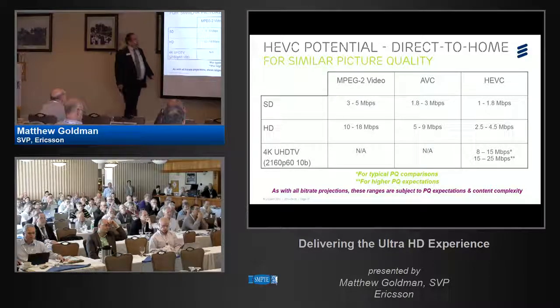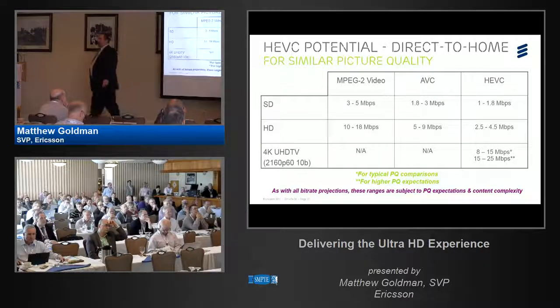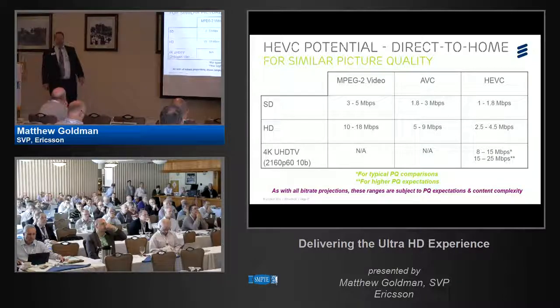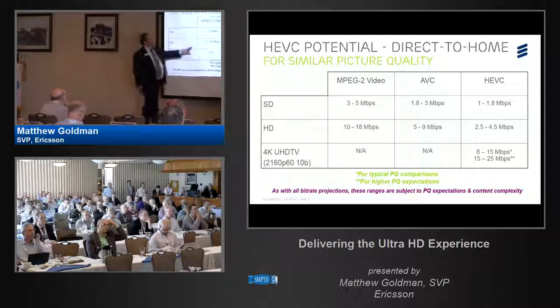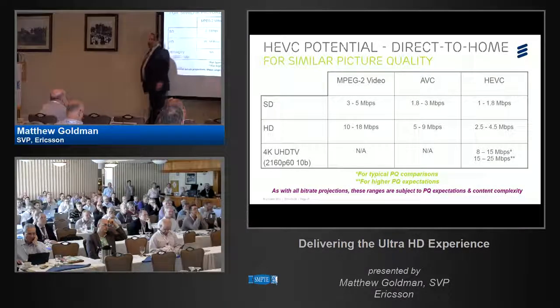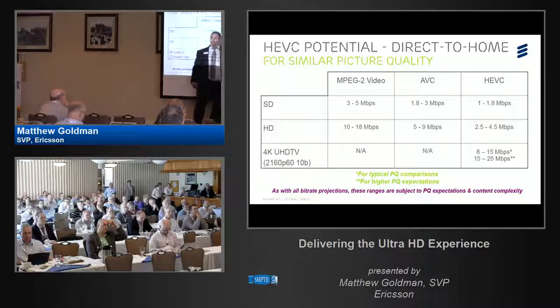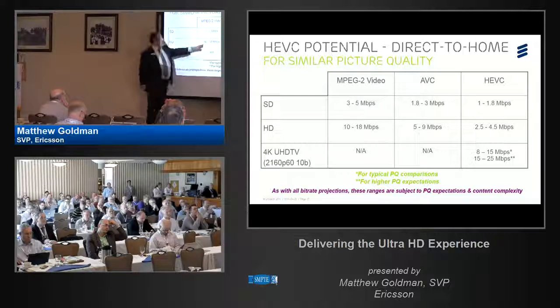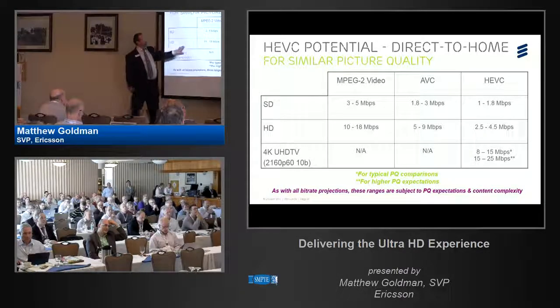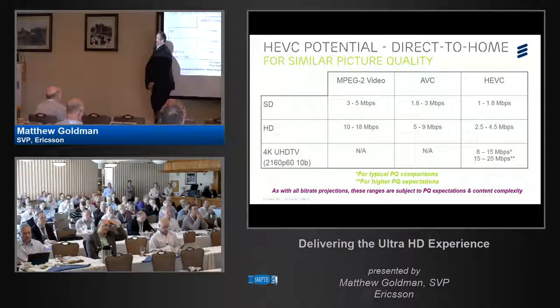So MPEG-2 HD, when it first came out, you were lucky if you got a decent looking signal at 18 megabits per second. Now, if you push the edge and use StatMux, you can probably get down to about 10. That's pushing it a little bit. These ranges look about right. Then for AVC, if you were a satellite broadcaster, you'll use that. You have the bit rate again. See where this is going. With HEVC, it's going to halve again. So the same perceptual picture quality that is 10 to 18 megabits per second for HD in MPEG-2, two standards later, 20 years later, is 2.5 to 4.5 megabits per second.